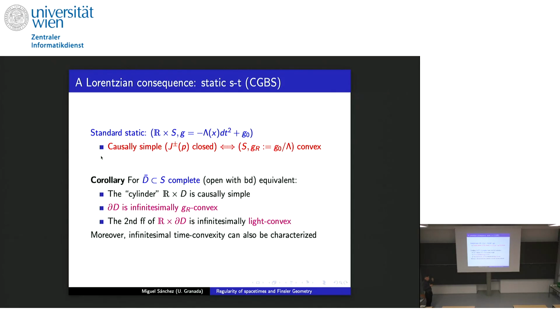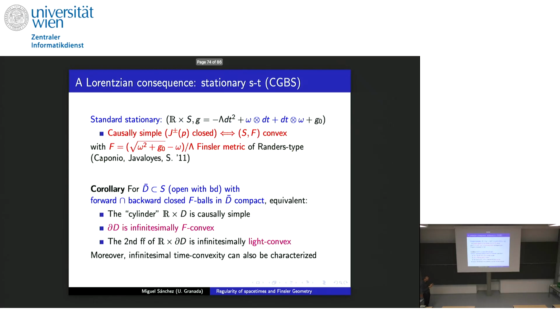Now, as a corollary of our previous result on Riemannian manifolds with boundary, if we consider an open domain with a smooth boundary in this S part, and we consider the cylinder obtained by multiplying this domain by R, which is included in the standard static spacetime, it will be causally simple if and only if the interior is convex, and this is equivalent to the fact that the boundary of this domain is infinitesimally convex, okay? And this can be shown to be equivalent to the fact that the boundary of this domain in the whole spacetime is convex for the light-like directions.